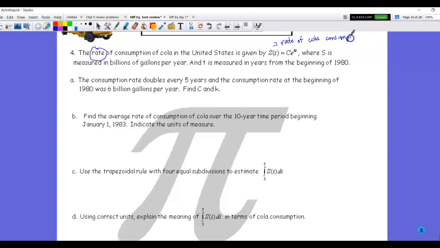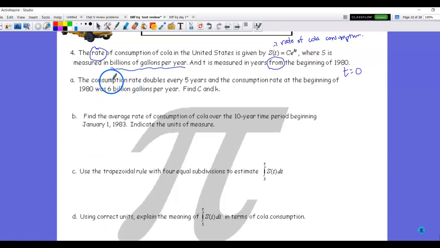You got to remember what this function is so you can know what to do with it when they ask you to do something. Where S is measured in billions of gallons per year, so there's that rate, it's how many billions of gallons of cola are consumed per year, and t is measured in years from the beginning. So this is important right here. t is measured in years from the beginning of 1980. So in other words, 1980 is t equal to 0. So we're not going to use the 1980. We're going to use t equals 0. And I figured that out when they said years from the beginning.